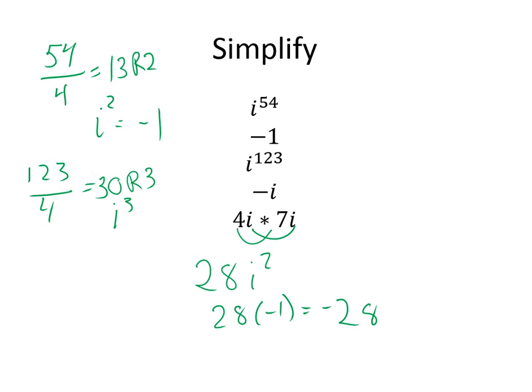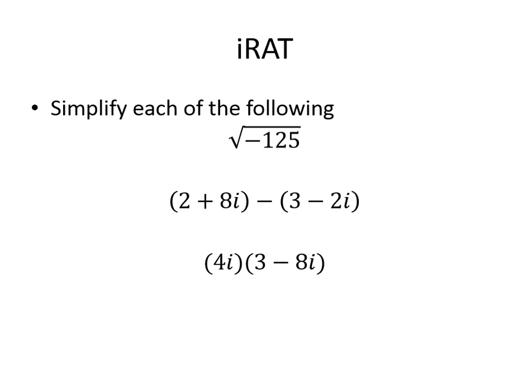So whenever you have these, you're going to treat i as if it was just like a variable. You can add them together, you can subtract them with other i's, as long as they have the same power. All right, so your i right here, simplify the square root of negative 125 to its simplest form, and then combine like terms for this one, and then multiply the 4i into there. Okay, so simplify those and get your answers for those. And that is your IRAT for complex numbers.